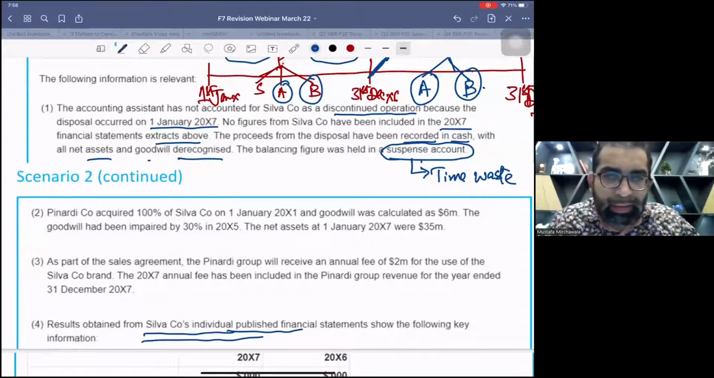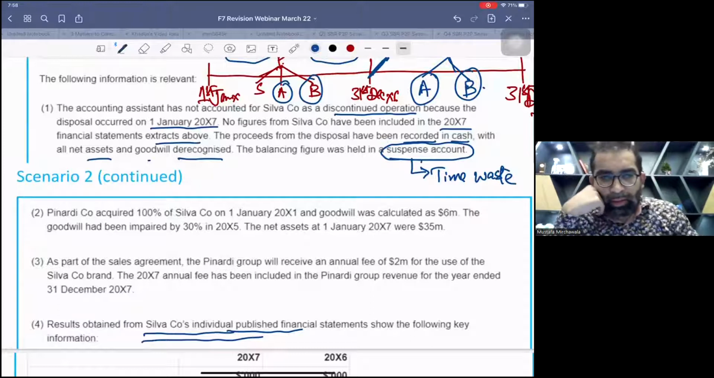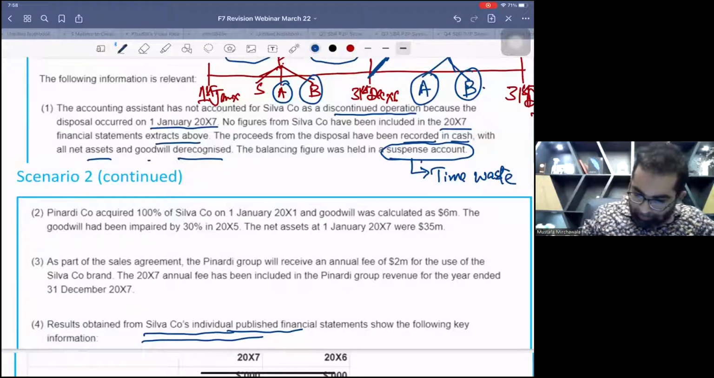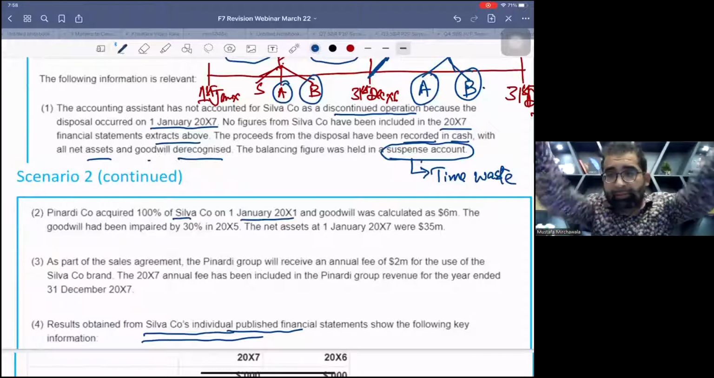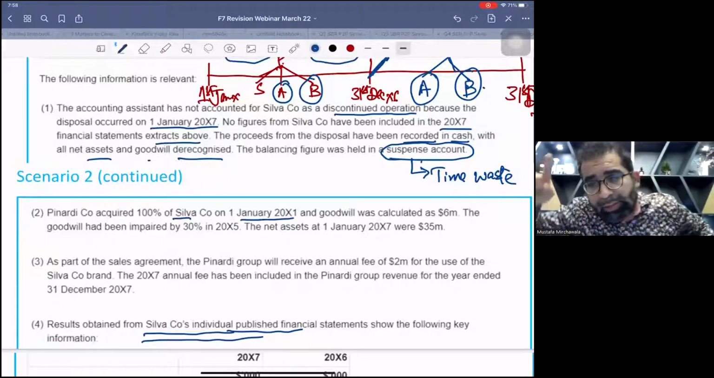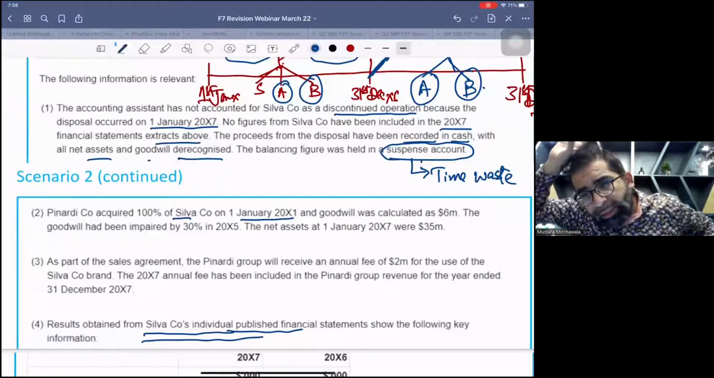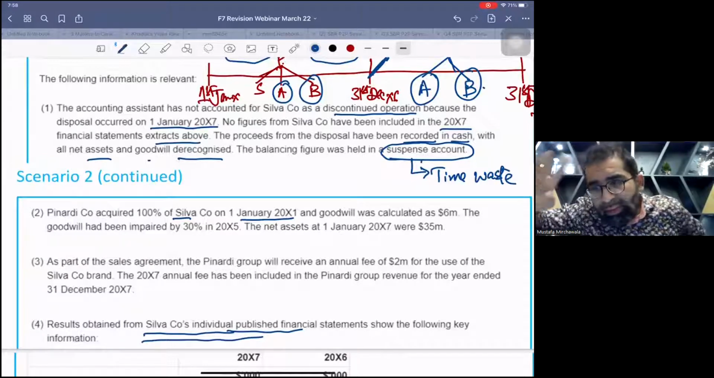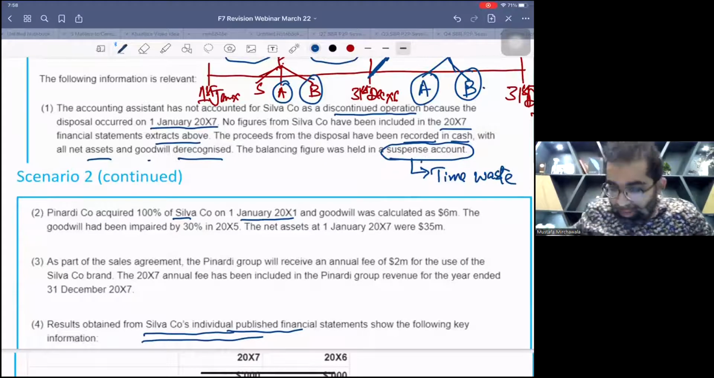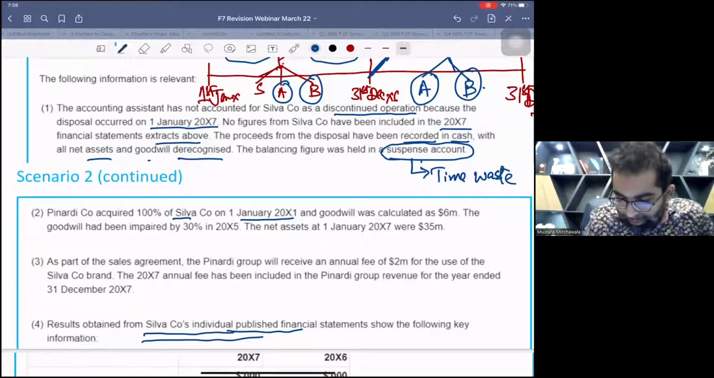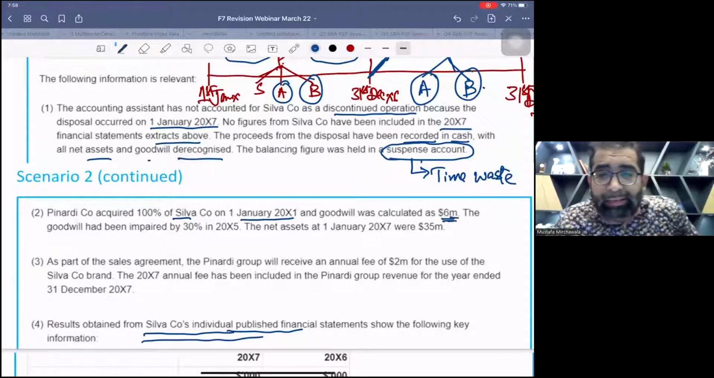Okay, listen. Now, point number two. Pinardi, a company, acquired 100% of Silva company on 1st January X1. Now, this is about the history. We bought this company 6-7 years before. And you know this much about consolidation: when we buy a running business, we pay goodwill. And the goodwill at that time was 6 million.